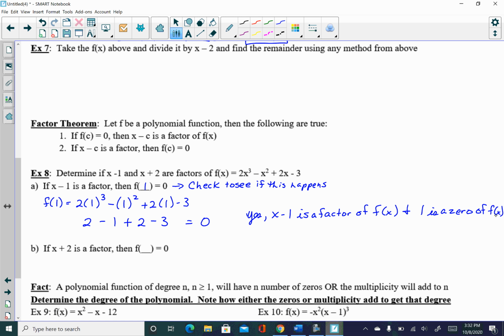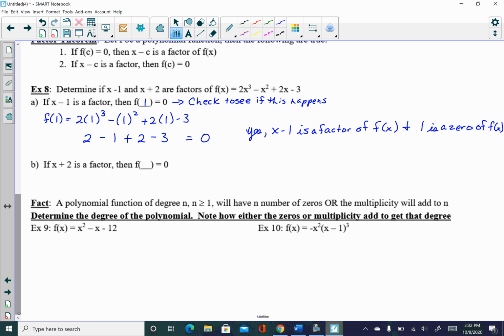Okay? And it goes both ways. If 1's a 0, then x minus 1 is a factor. Okay? All right, I'm going to let you try the next one. I think I've shown good work on the solution key for part B. We'll move on down then to the next fact.